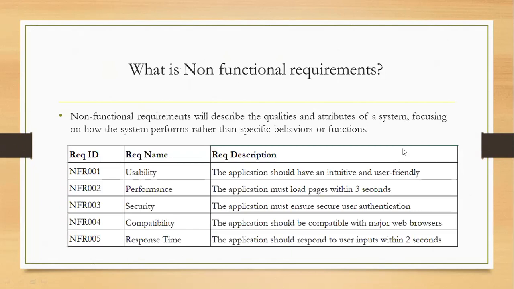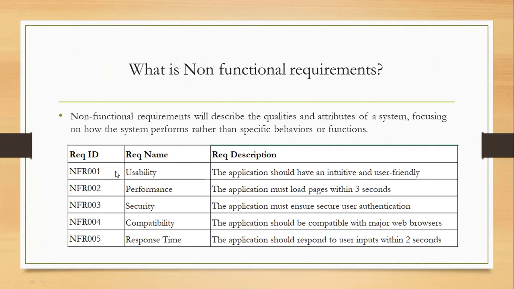And non-functional requirements. We will discuss these with the development team while working on this. This is about how the system should behave. Non-functional requirements describe the qualities and attributes of the system, focusing on how the system performs rather than specific behavior or functions. In this you need to write at least 5 or 10 non-functional requirements.